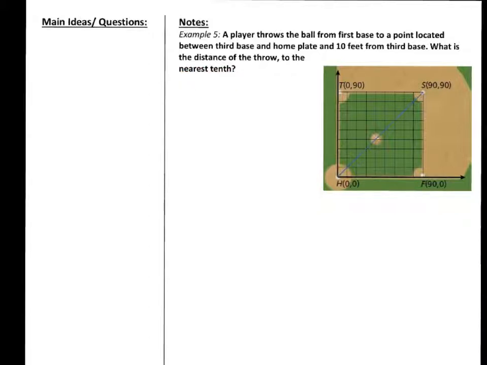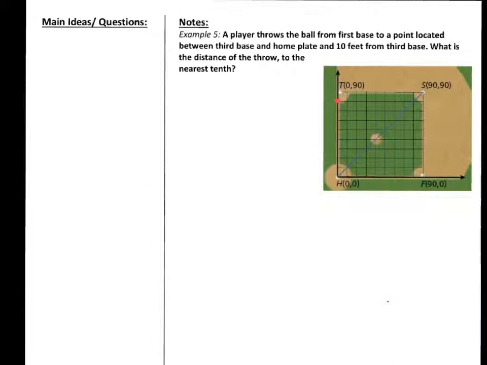So the very first thing I need to do is figure out what information I can put on this diagram. So you notice that home plate is located here. The throw started at first and went over to third, but it says it's 10 feet from third base. So I'm going to go ahead and put a point 10 feet from third base, which would be right there. And they gave me the coordinates of third base at 0, 90. So that means that that point has to be at 0, 80.